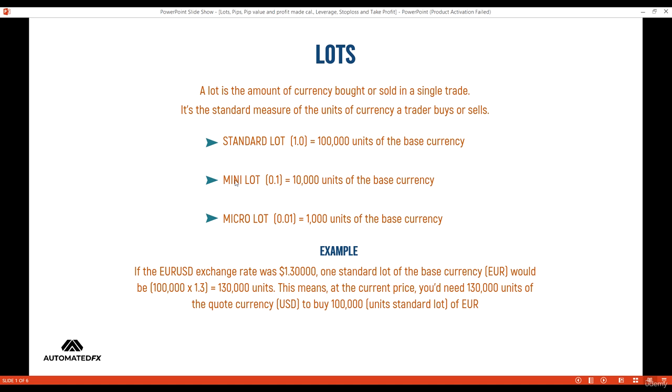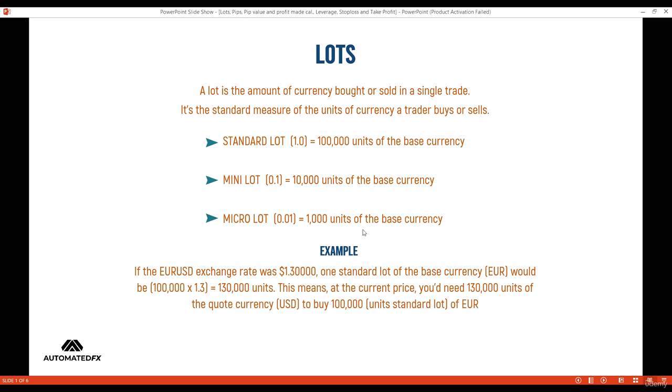Next we have a mini lot, which is 10,000 units of the base currency. A mini lot is 0.1. Then we have what we call micro lots, which is 0.01, which is 1,000 units of the base currency.